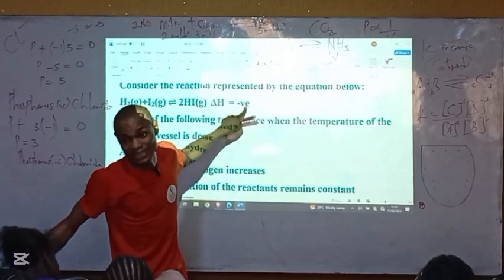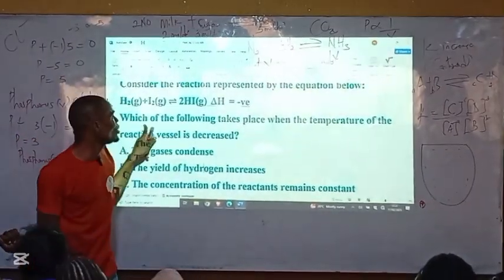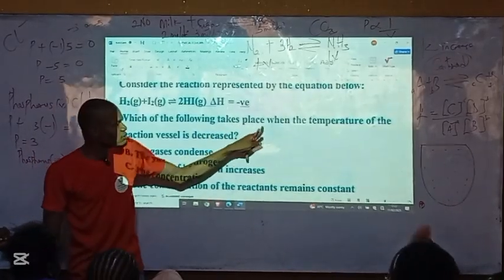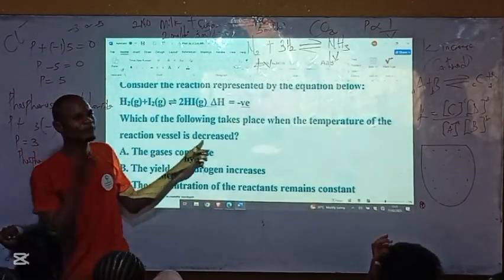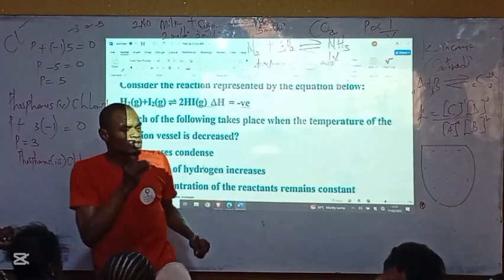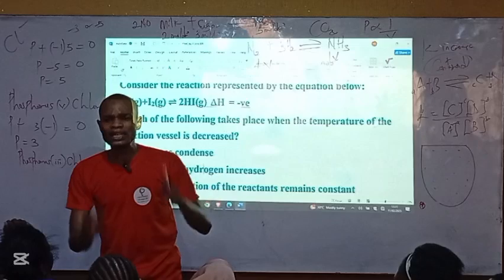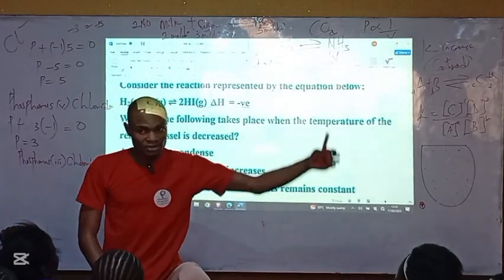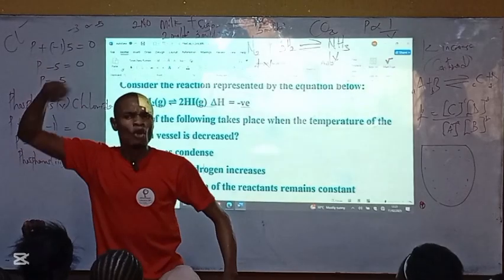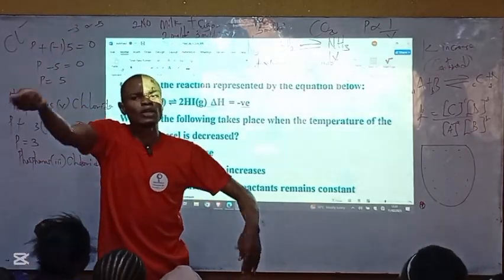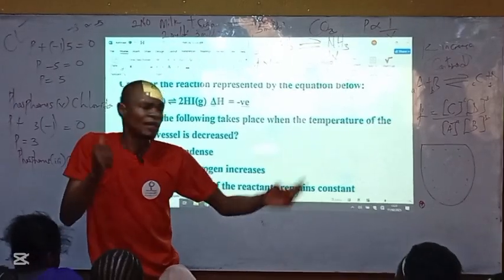When it's negative here, that's exothermic. Heat is being given out, lost to the surroundings. Which one of the following takes place? When the temperature of the vessel is decreased, exothermic. First remember endothermic: when you increase temperature, it favors the forward reaction; when you decrease temperature, it favors the backward reaction. But for exothermic, when you increase temperature, it's not going to favor the forward reaction, it's going to favor the backward, because it's the opposite of endothermic.